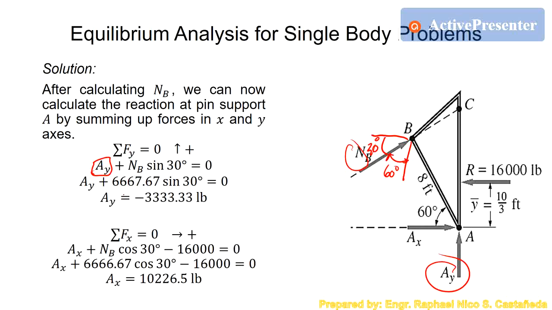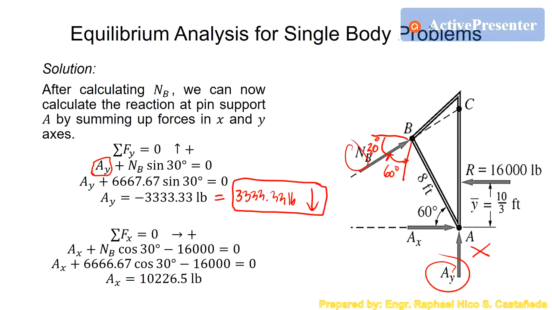So, we get a negative answer. AY equals negative 3,333.33 pounds. Meaning, we have a wrong assumption in the direction of AY. Meaning, the final answer here must be going downward. So, this is the correct answer.